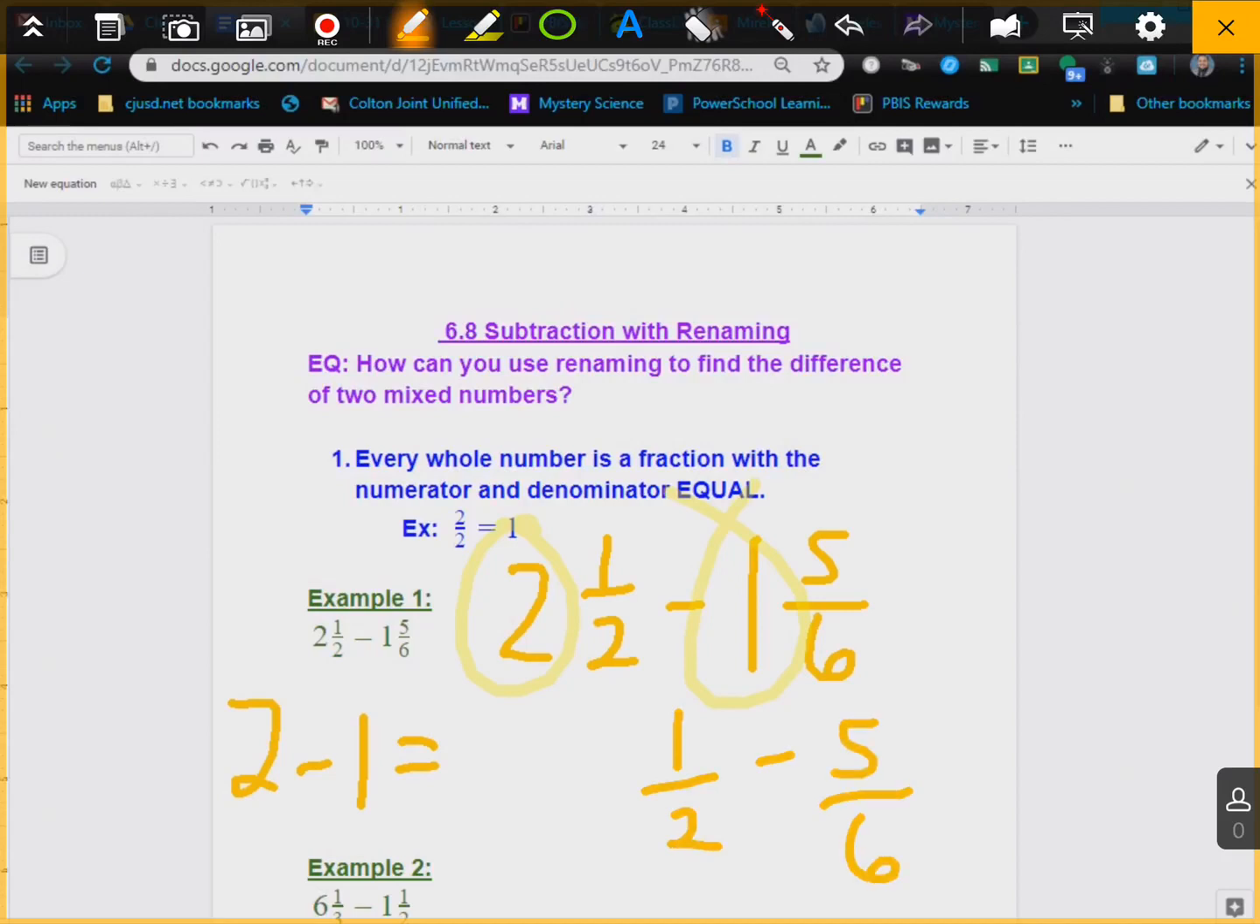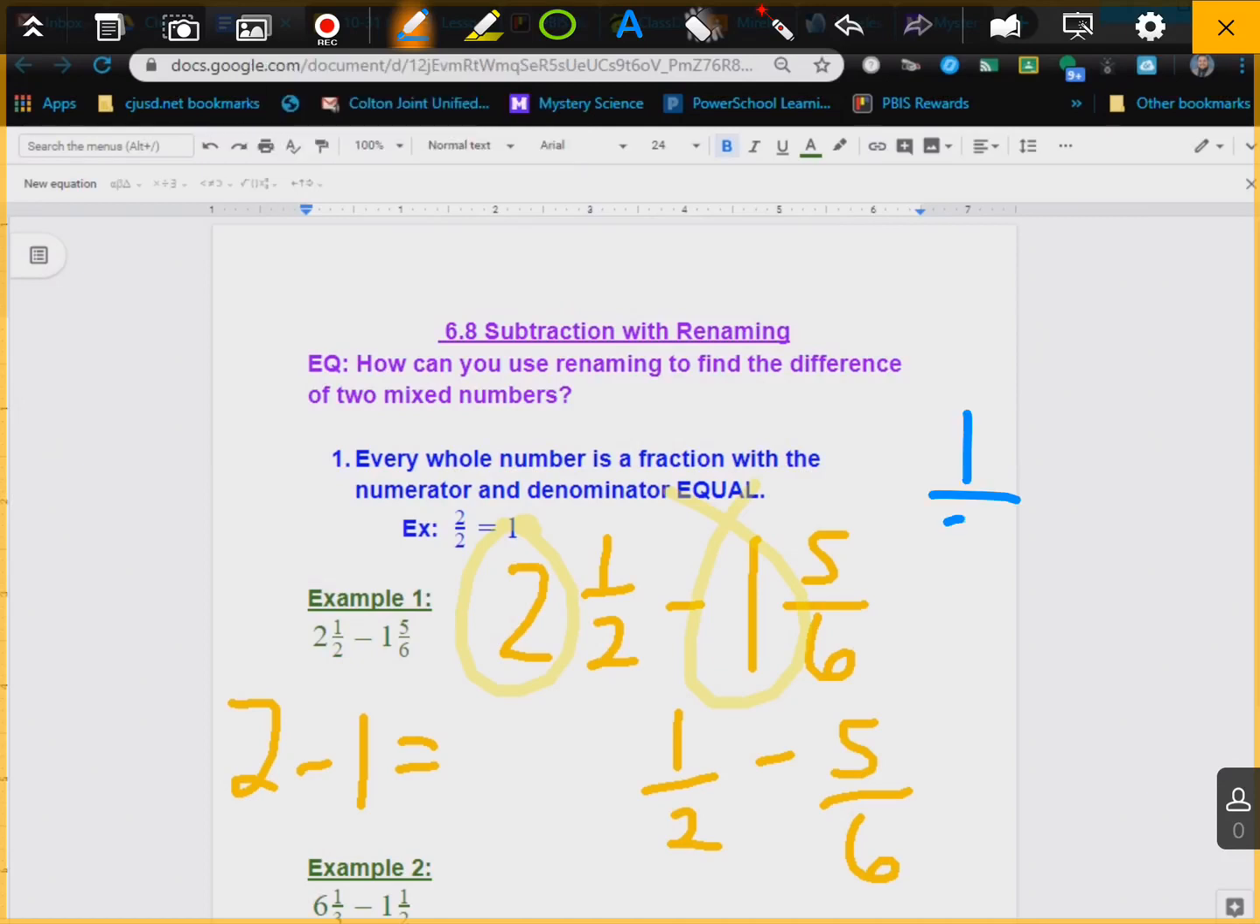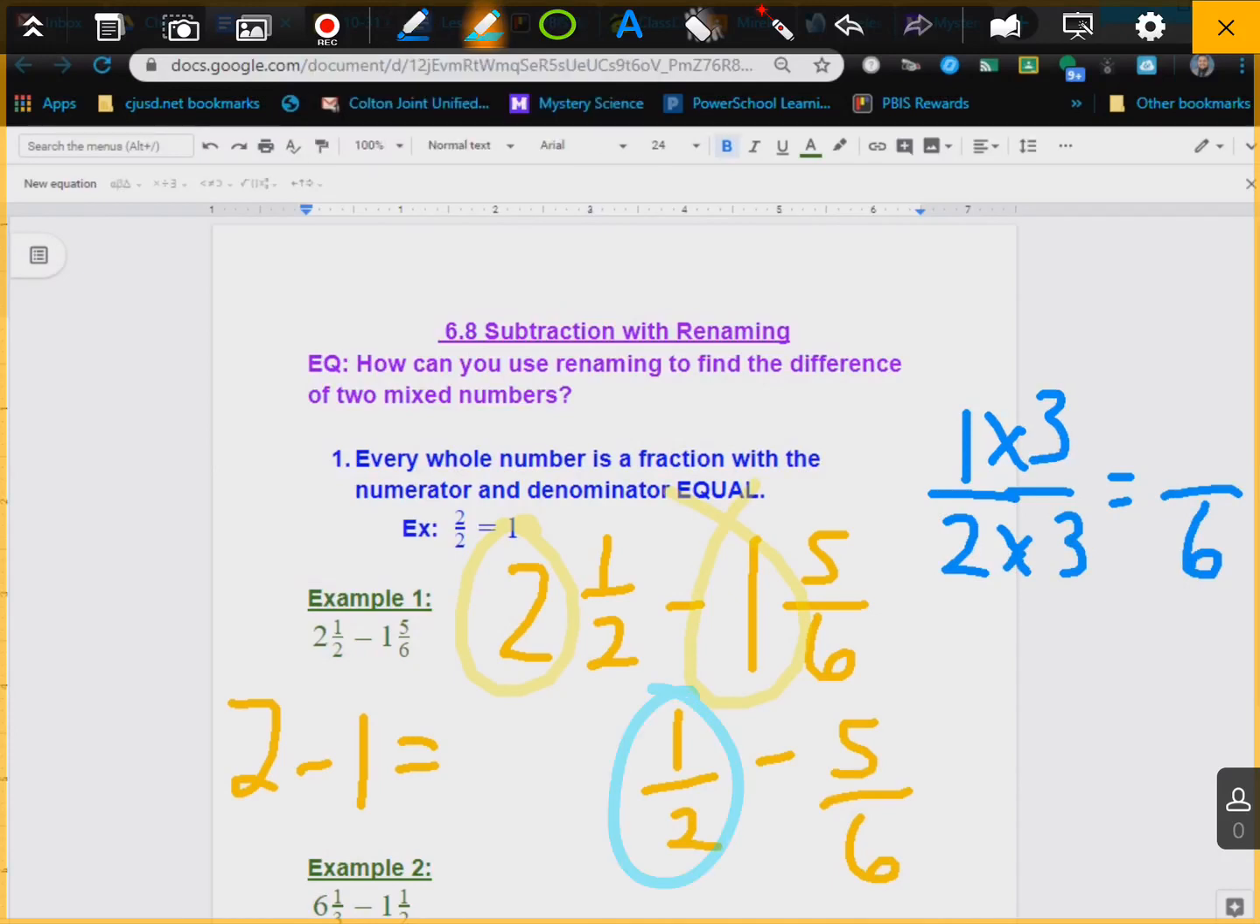Well, I know that 2 goes into 6 3 times. So I know that 2 goes into 6 when I multiply it by 3. And whatever I do to the bottom, I have to do the top, which means that 1/2, when I multiply it, is going to be 3 over 6, because I multiply the 1 by 3 and the 2 by 3. And that gets me 3 over 6 minus 5 over 6.